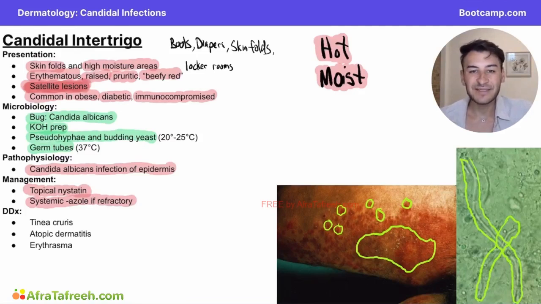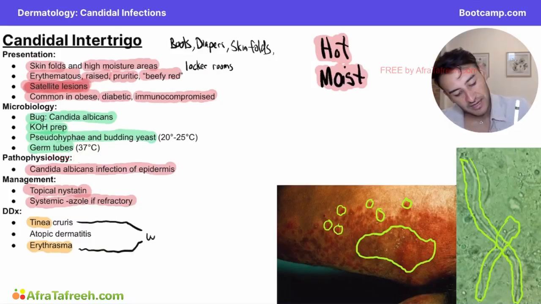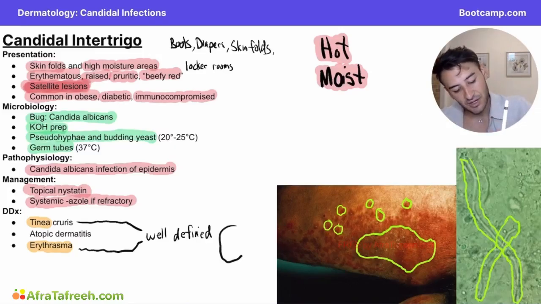I want to wrap up by talking a little bit about some differentials for Candida. And so tinea and erythrasma are going to be two differentials that are both going to have well-defined borders. And what I mean by well-defined borders is that there are going to be no satellite lesions. So previously we were talking about the satellite lesions that are specific to Candida, whereas the borders of tinea and erythrasma are going to be well-defined.